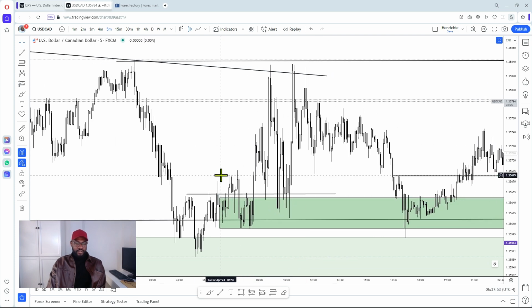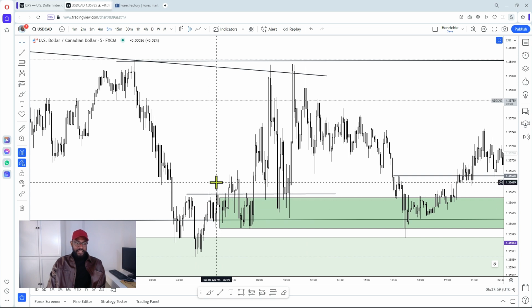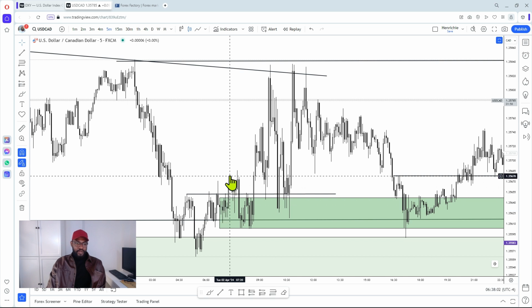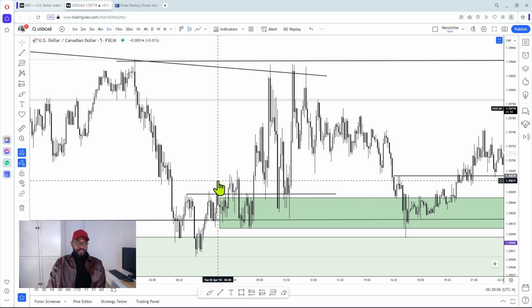Now, this break of structure right here, you can see that this was the first break, but we didn't close. We went to the downside. The second break, we didn't close. Came to the downside. Third break, we closed above this high. But the problem is now we've created these wicks here.